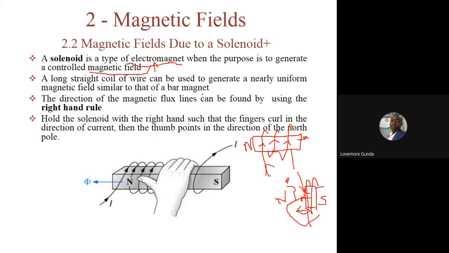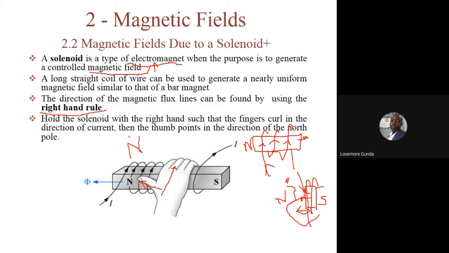So a long coil of wire can be used to produce a nearly uniform magnetic field similar to that of a permanent magnet. The direction of the flux lines can be found using the right-hand rule. So if you hold the solenoid with the right hand, say that the fingers curl in the direction of the current. So this will be your fingers. So they should be curling in the direction of the current. Then the thumb will point in the direction of the north pole, right?